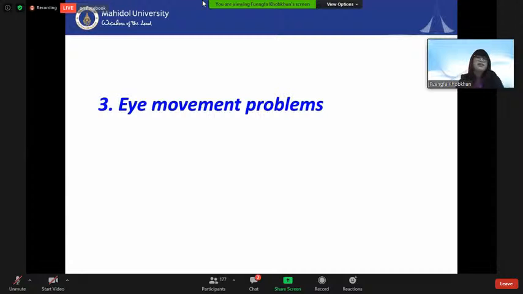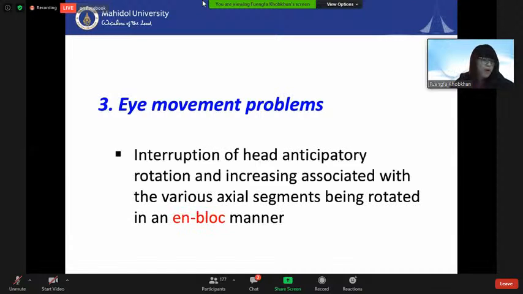Okay, the third one is eye movement problem. Some research provides evidence of eye movement deficit in PD. For example, the degree to move the eye is less than in normal people, or the onset latency is delayed when compared to normal people. And this affects their turning performance. In addition, eye movement deficit is believed to be a cause of turning en bloc in Parkinson's disease.